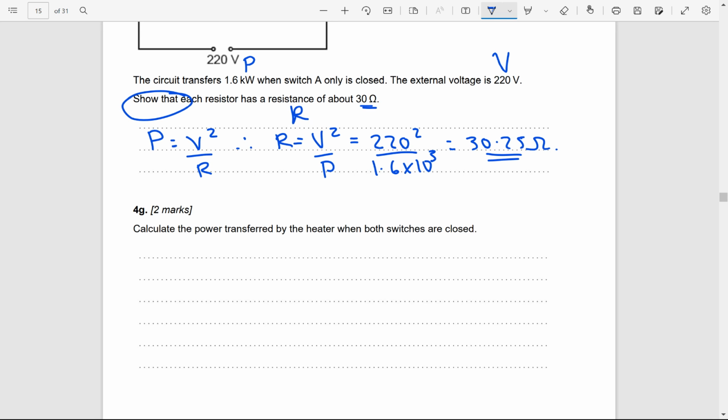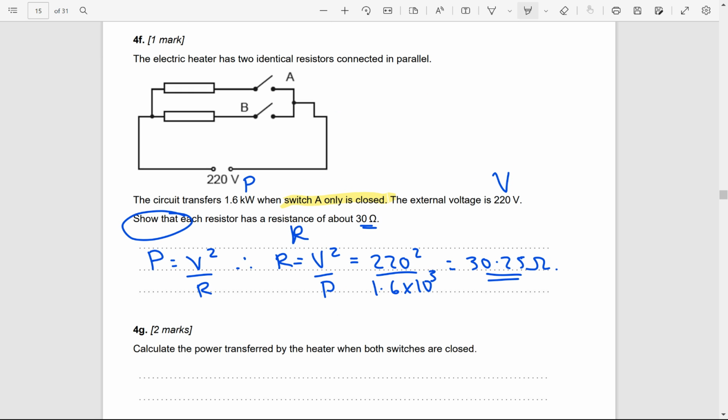Now, question 4G is very similar. However, the key difference here is, and I didn't actually highlight this in 4F, it's just saying switch A is closed for 4F, which meant that only this resistor was in the circuit. Resistor B, as far as it was concerned, was not taking any of the voltage or the power. So that's why I know that this answer is for one of the resistors.